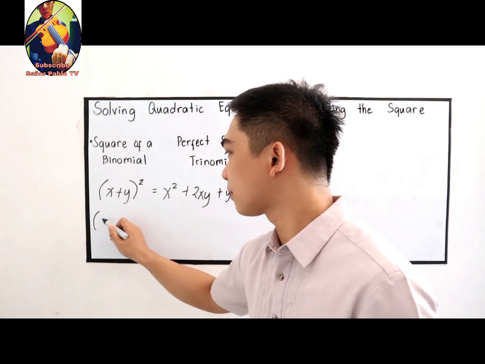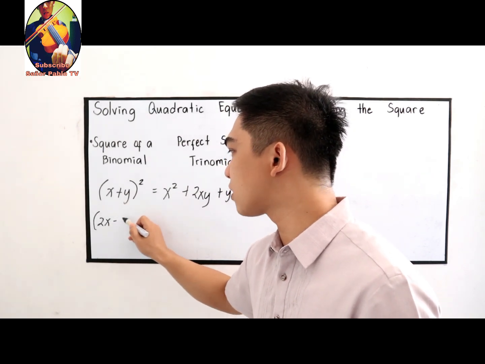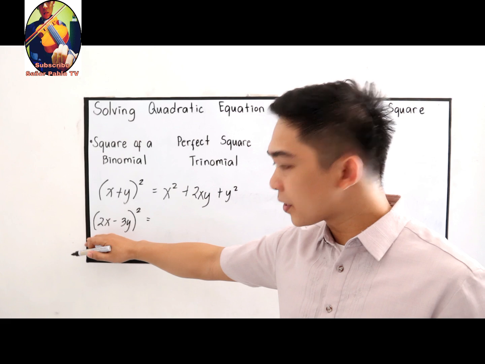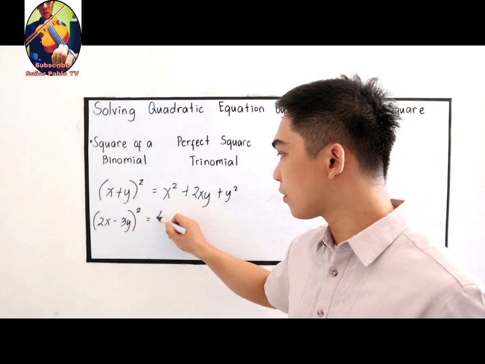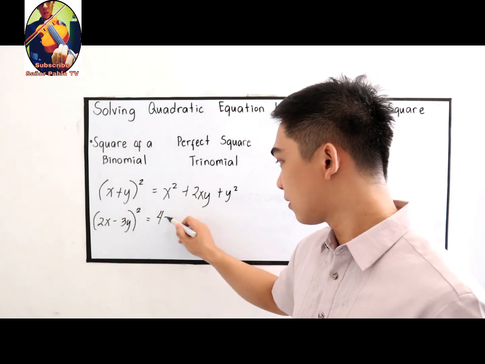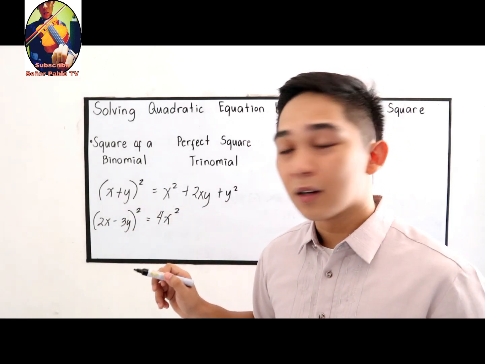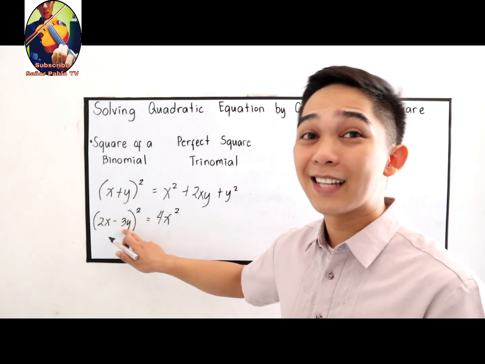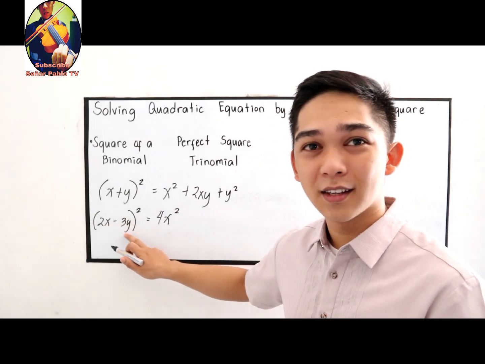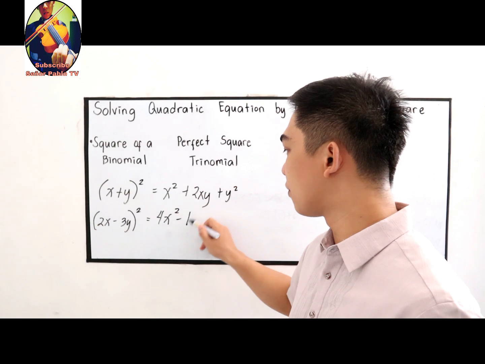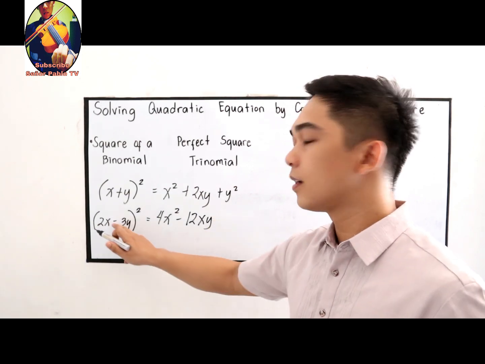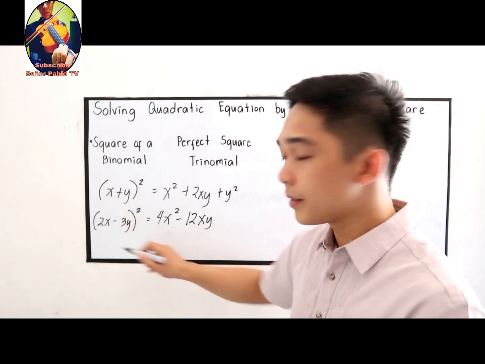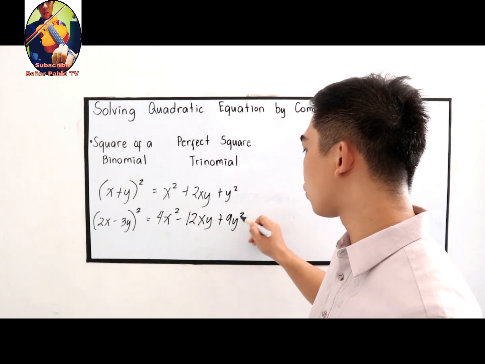Sa pang-example, let's say (2x minus 3y) raised to 2. Yan. So, square the first term, 2 squared, that is 4, then x squared. Next, multiply the first term times the second term. So, 2 times negative 3, that is negative 6xy times 2, negative 12xy. Then, square the last term, or the second term, negative 3 squared, positive 9y squared.